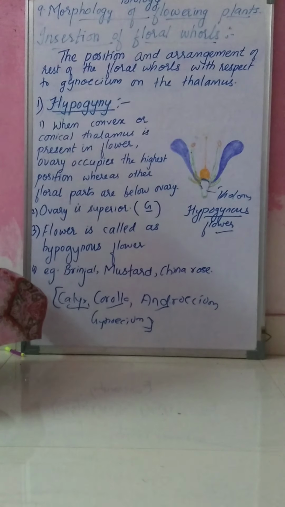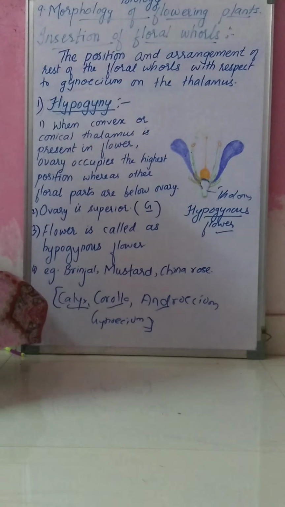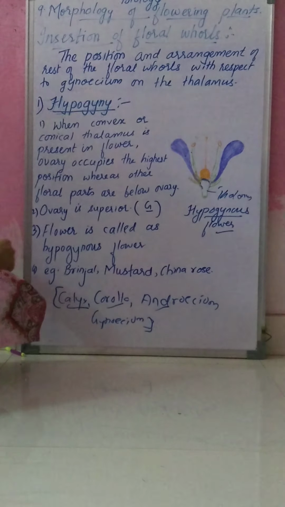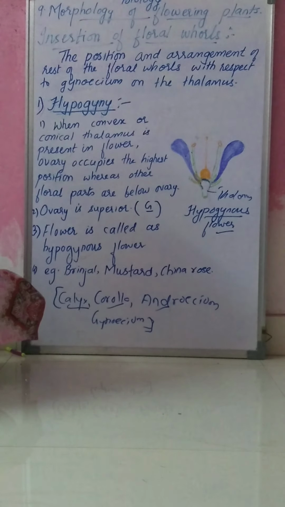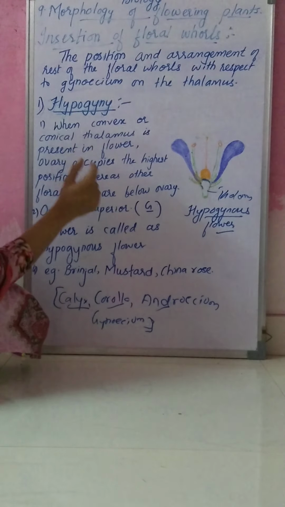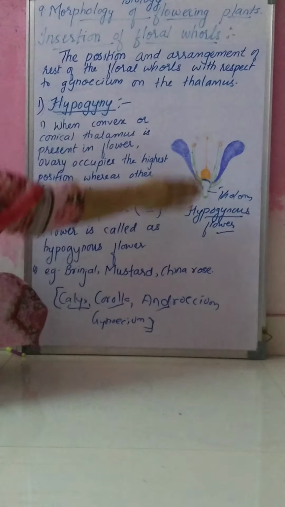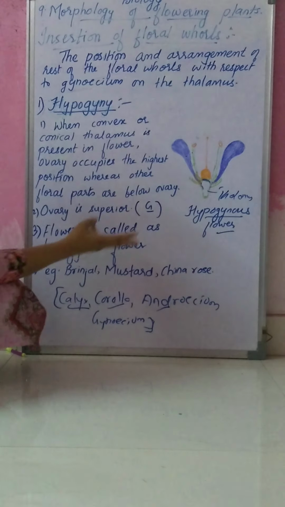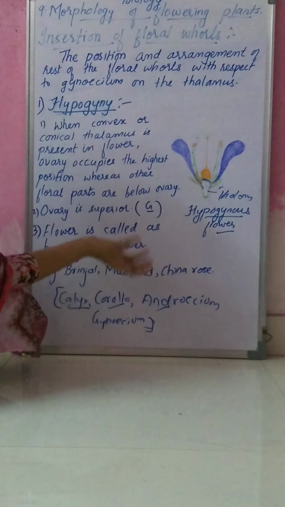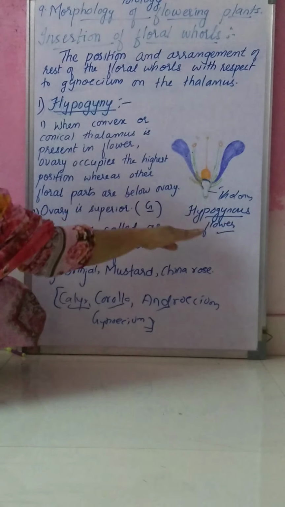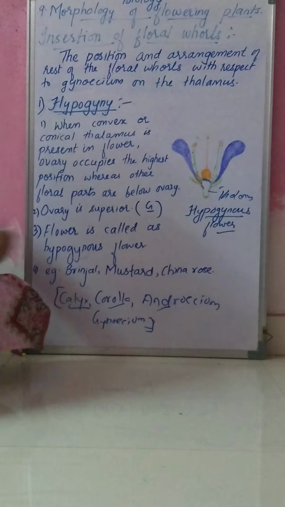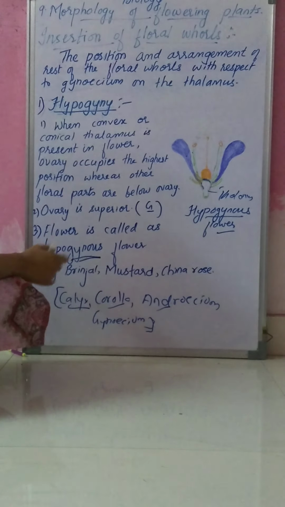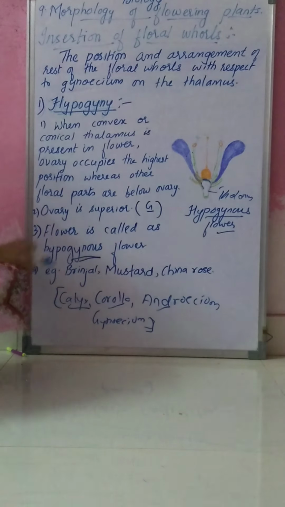This type is known as hypogyny. This condition is known as the hypogyny condition, and the flower is known as a hypogynous flower. In a condition where the ovary is present on the top and the other three floral whorls, that is calyx, corolla and androecium, are present below the ovary, this is known as hypogyny and the flower is known as a hypogynous flower.